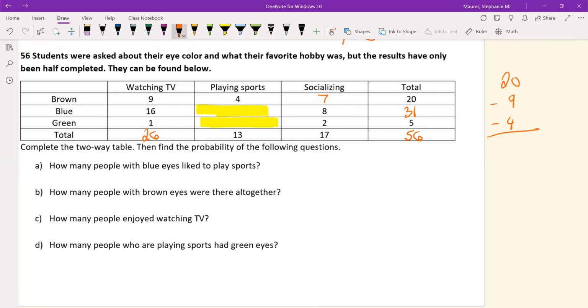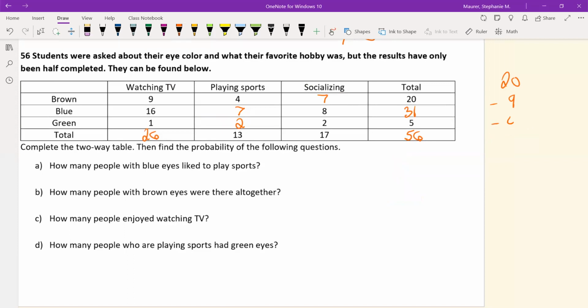And the last couple, I have 16, 8, and it needs to total 31. So again, 31 minus 16 minus 8 will give me a grand total of 7. And if I do that last row, this is kind of the easiest one. We have 1, 2, and it needs to total 5. That means my missing value is 2.